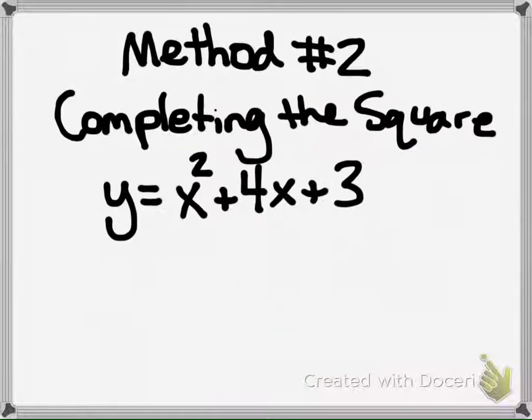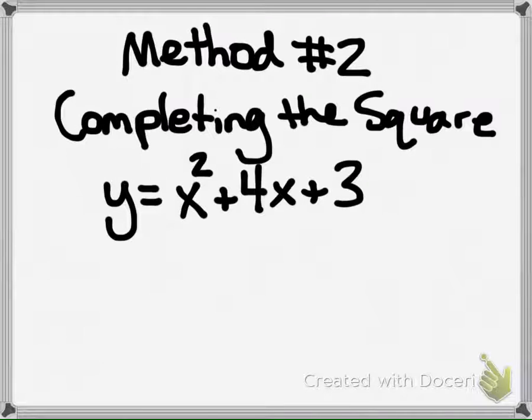Again, we can write our vertex form quadratic as y equals a times x minus h squared plus k, where my vertex is written as (h, k). So, the second method is called completing the square. What we're going to do is take this quadratic y equals x squared plus 4x plus 3, and manipulate it algebraically to get my vertex form quadratic. Now this way is a little bit more complicated than just finding the vertex and plugging in points, so bear with me through this video.